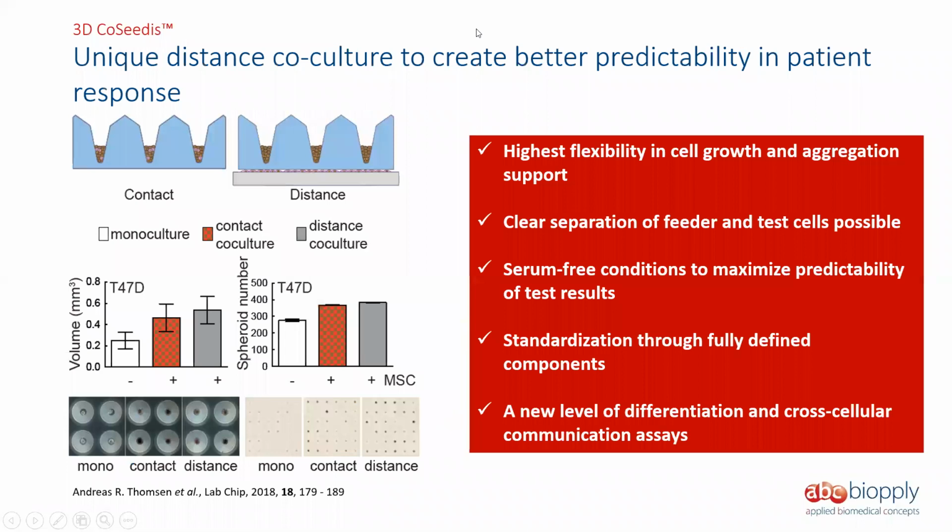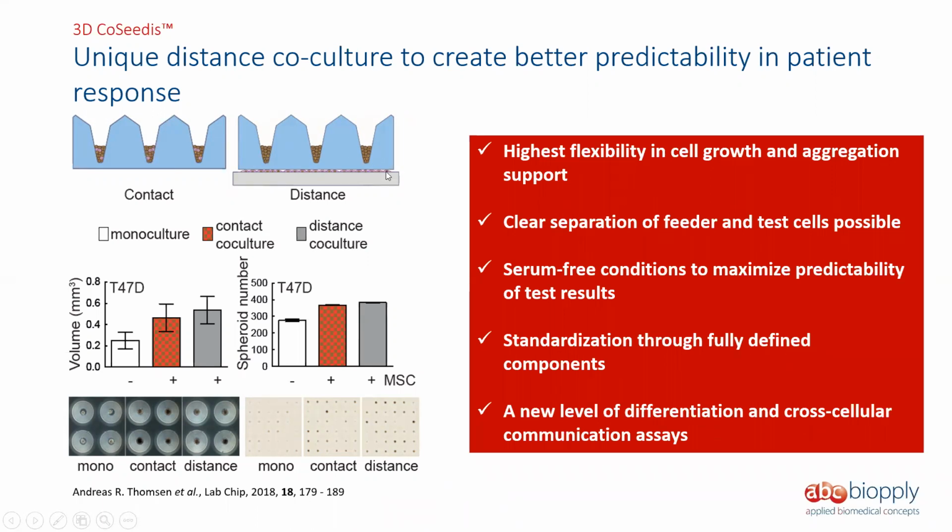Another feature of our 3D CoSeedis chip is that we can use the aforementioned distance co-culture. As you all know, for some cells it's necessary to add feeder cells, and we call that contact co-culture in this case. So the feeder cells are mixed with the test cells, they support the test cells, and together they can form nice aggregates. However, those intermingled cell aggregates will not be separable anymore after aggregation, and we always have a mixed culture.